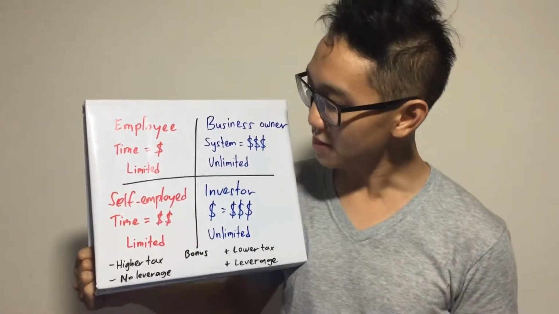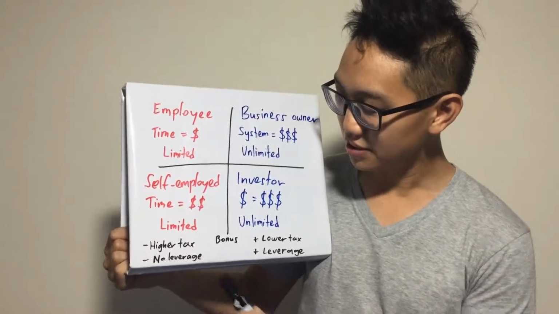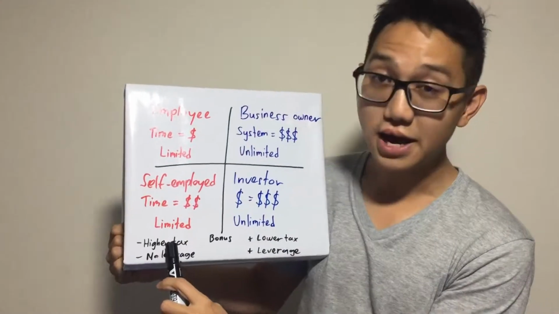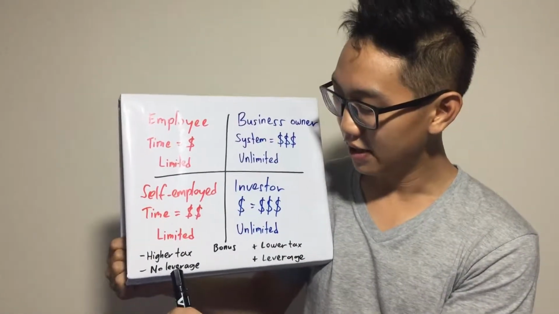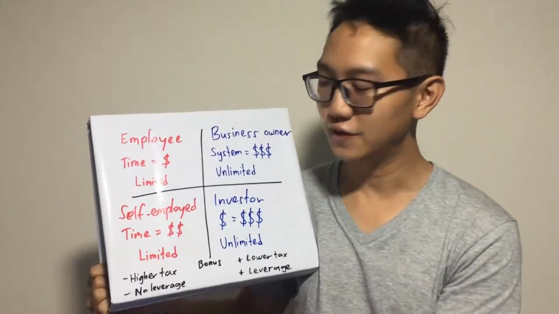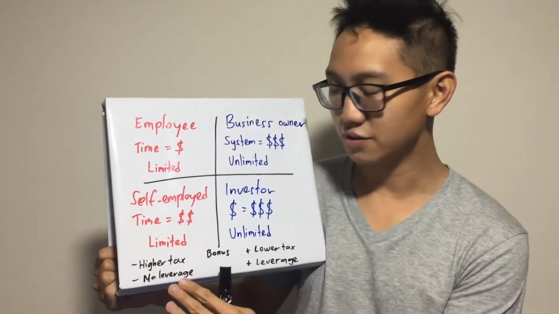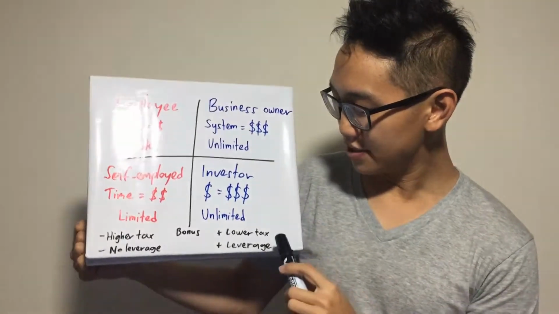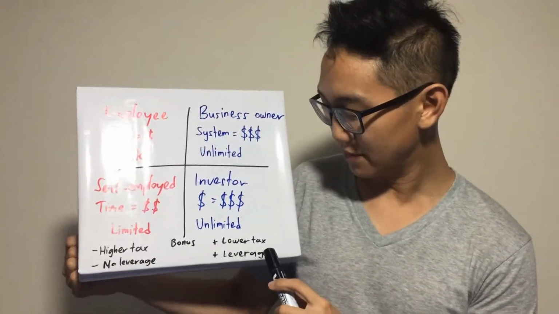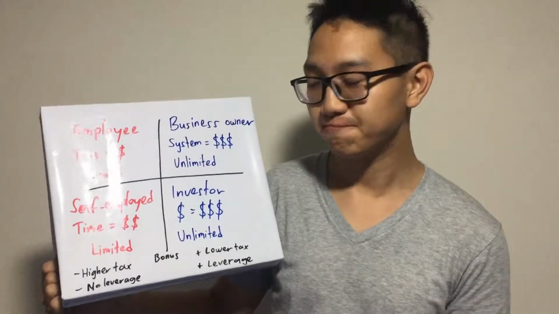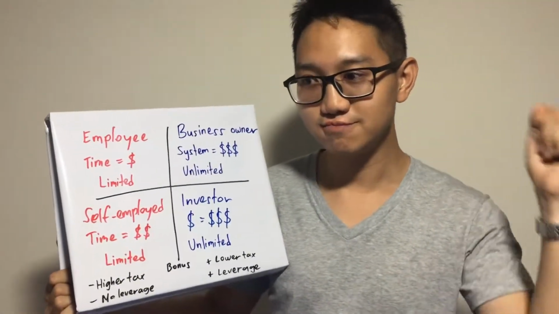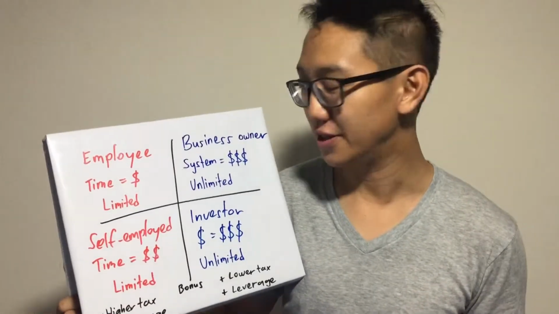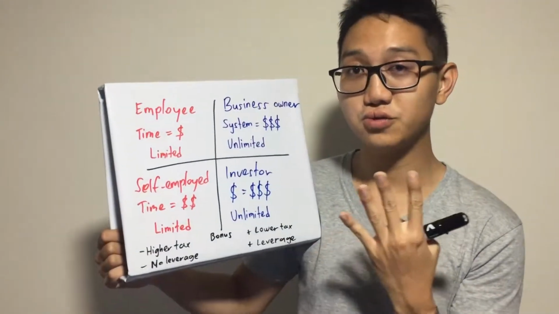As a bonus, on this left side, they pay higher tax, unfortunately, and also there is no leverage. I'll talk about that in a future video. For this right side, you have lower tax and you have leverage. You can borrow money to increase your earnings, to get more money. So now you have 4 ways to earn money.